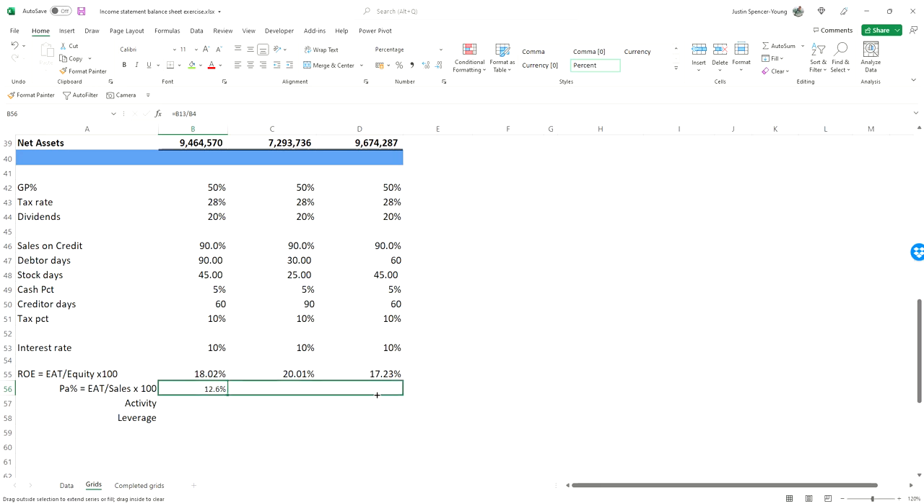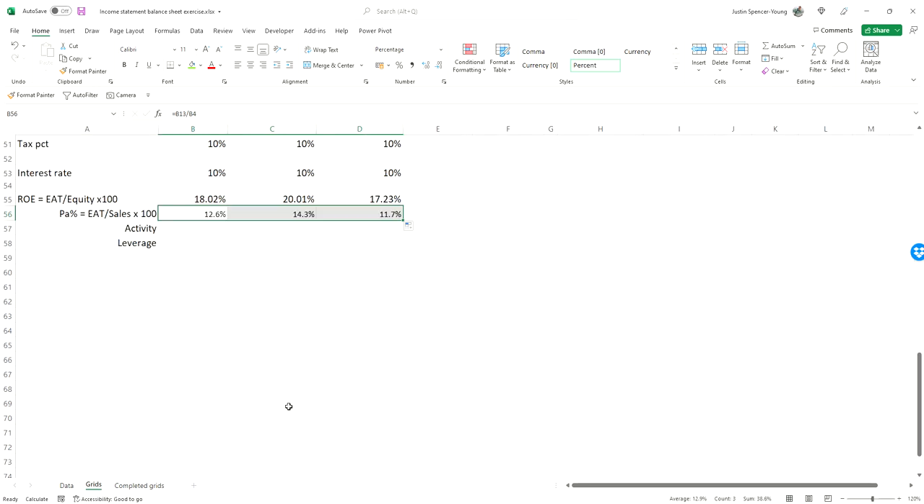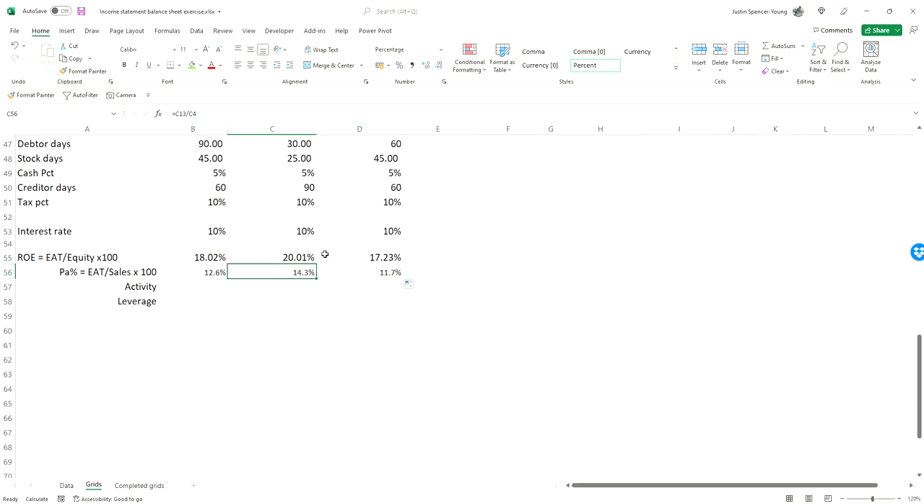And why don't we copy and paste that all the way across and see what happens across all the years. So clearly here, the profit after tax from one year to the next has gone up. Okay, that's going to be a key driver of why our return on equity went up. But it's not all the information. We need to go and find out the activity here.